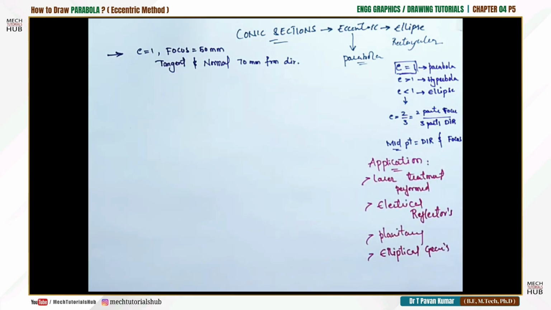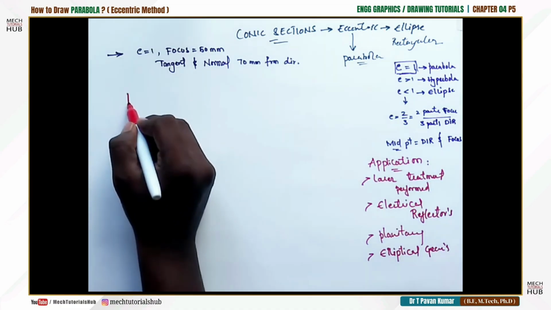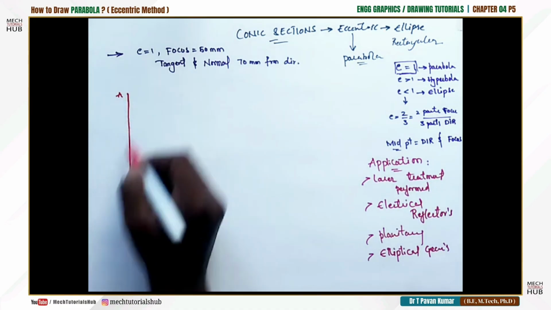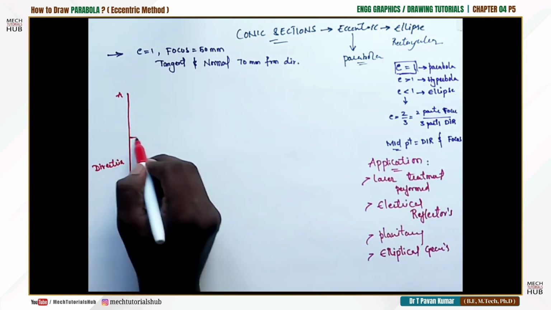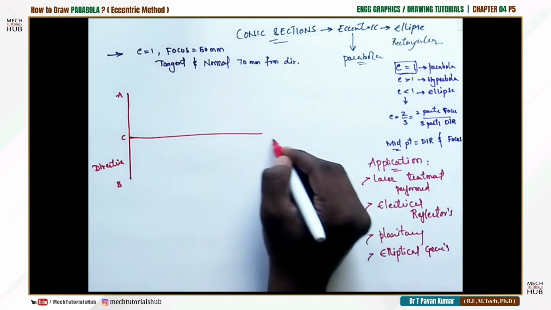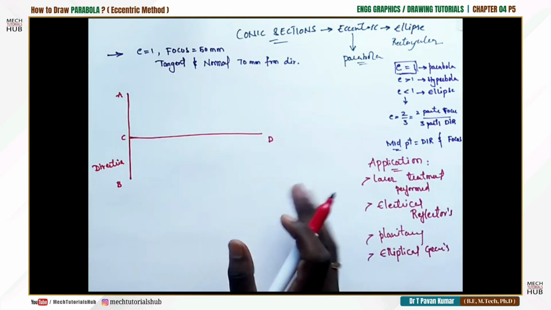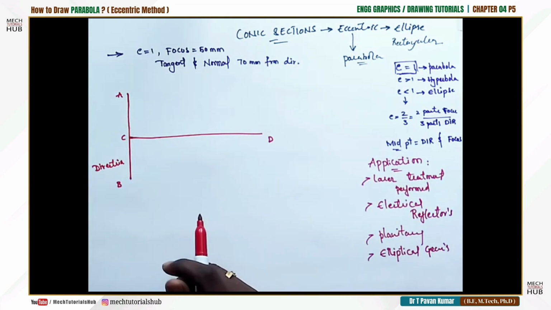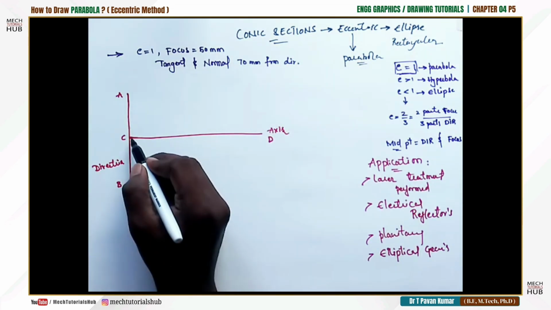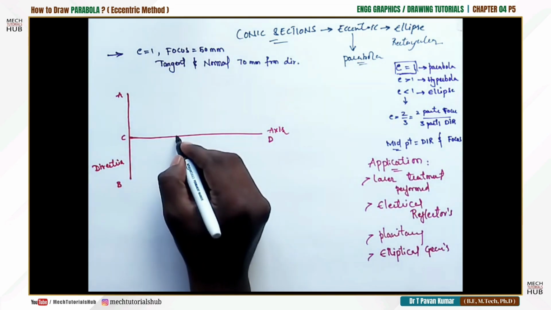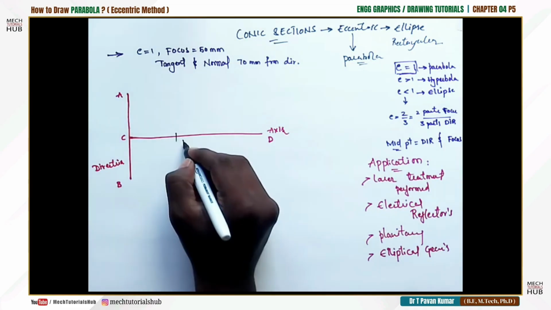Now with this given data, the basic thing we do is draw a vertical line, which I'll name AB, which we call the directrix. Then I'll draw a horizontal line, let us name it CD. These names AB and CD are not standard; you can give any notation. We call this CD the axis line. Now let us mark the focus distance of 50 mm from the directrix. Let us consider this point as F, the focus.